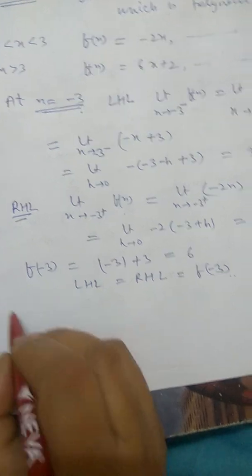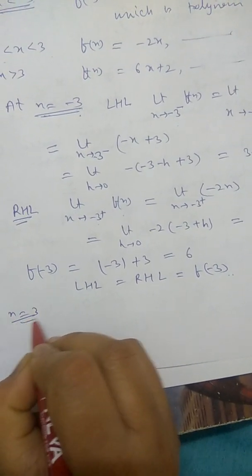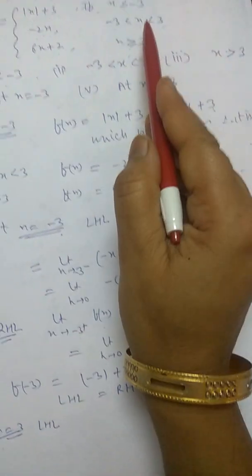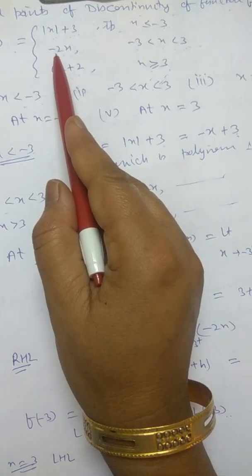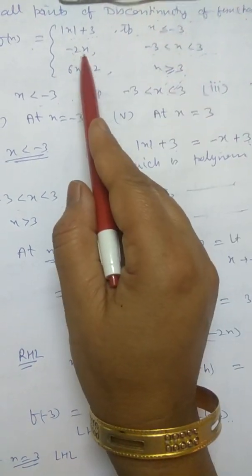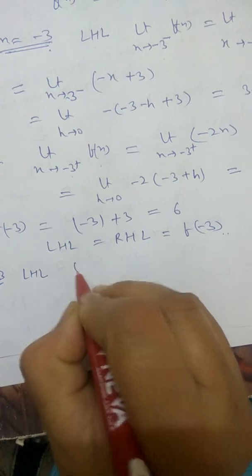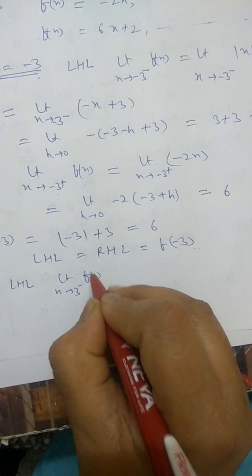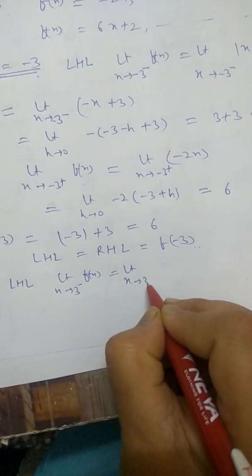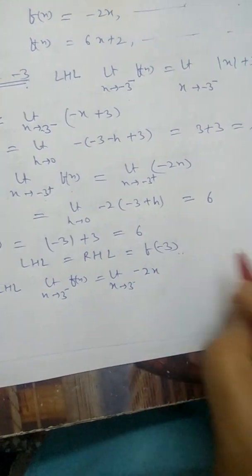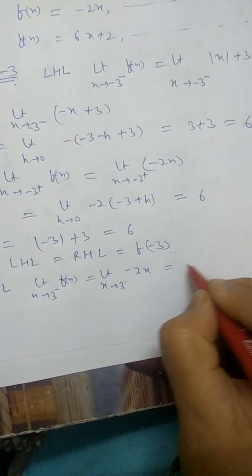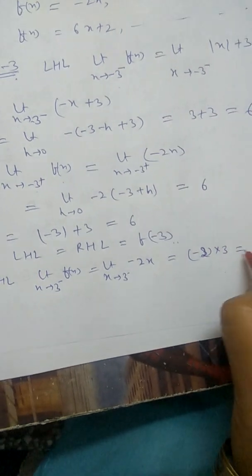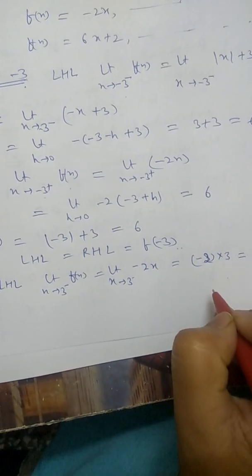And now at x is equal to 3. At x is equal to 3, left hand limit. For the left hand limit, the function is this one, minus 2x. For values less than 3, the function is minus 2x. And therefore, it becomes limit x tends to 3 negative f(x), that is equal to limit x tends to 3 negative of minus 2x. And therefore, it becomes minus 2 into 3, that is equal to minus 6.